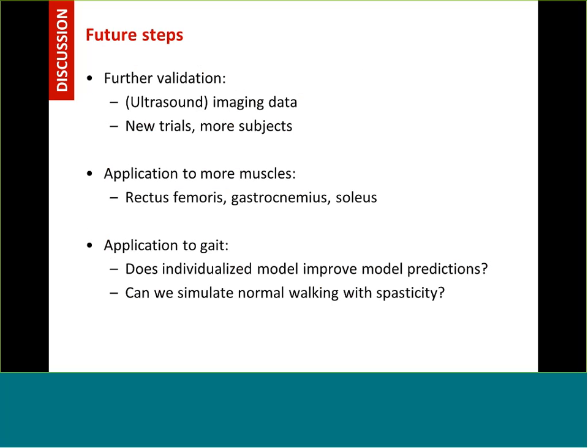In the near future, we plan to further validate our model using ultrasound during the ESA tests, which Lynn is now working on, to quantify muscle and tendon length changes, and also to validate our outcomes with more data. We also plan to extend our analyses to more muscles and to apply individualized models, including contracture and spasticity, to gait simulations to see whether this improves the model outcomes and to investigate to what extent we can or cannot simulate normal walking when we include contracture and spasticity, and to see where these phenomena most limit our normal gait.